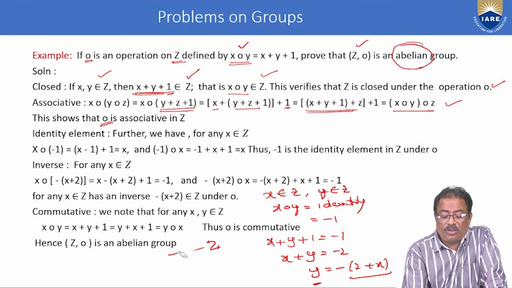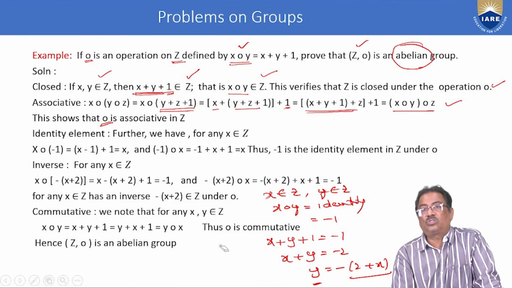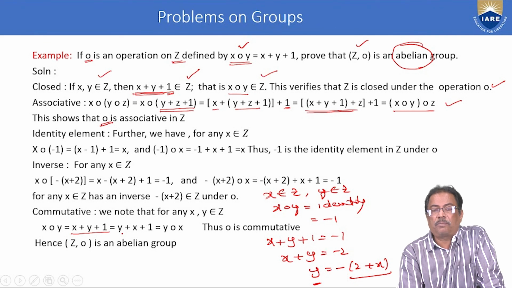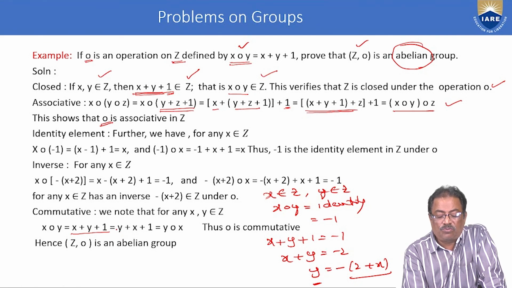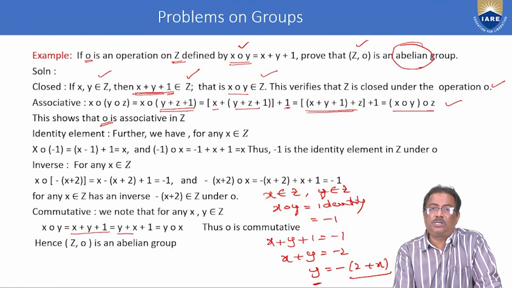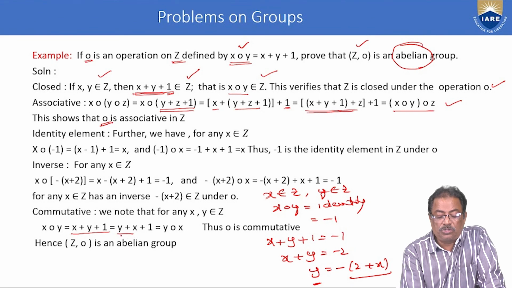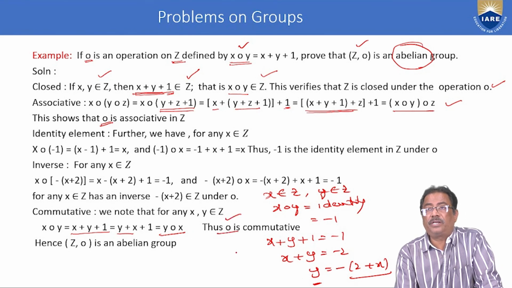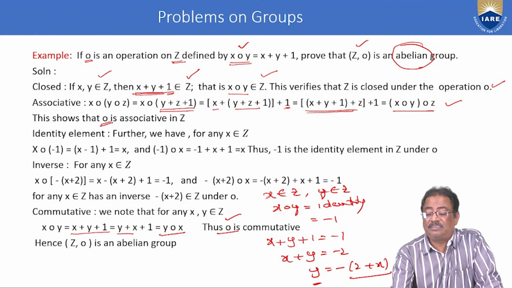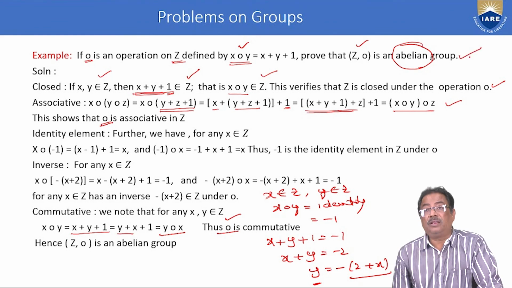To verify the abelian property, X circle Y is equal to Y circle X. So X circle Y is X plus Y plus 1. Then I am going to write it as, since all are integers, Y plus X plus 1. I am just changing the order of these two integers. Addition satisfies the commutative law, X plus Y is equal to Y plus X. So I write Y plus X plus 1, which is nothing but Y circle X. So this satisfies the commutative law. Already it is a group and it satisfies the commutative law, so we can say that it is an abelian group.